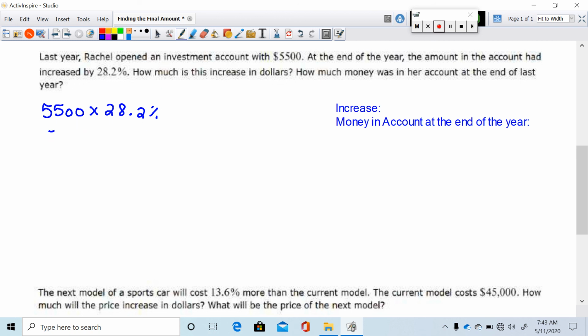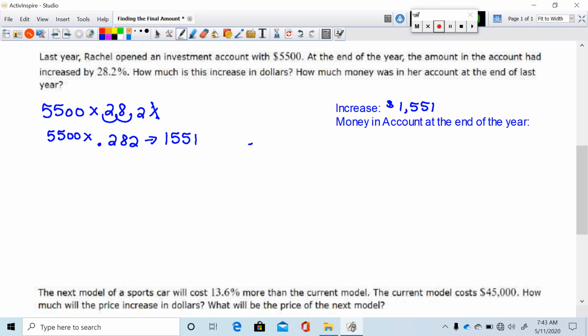So 5,500 times, to get rid of the percent, move the decimal 2 places to the left. So it's going to be in front of the 2, 0.282. When you multiply that, you get 1,551. Okay, that's the amount of increase, and this is money that we're talking about.